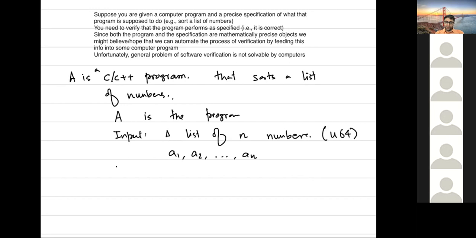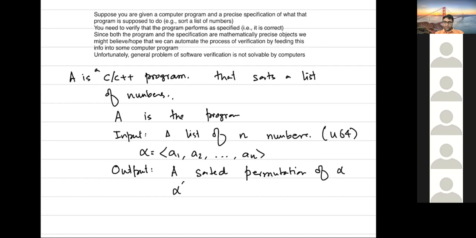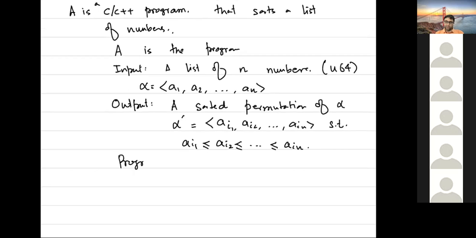Okay. What do you want from this program? You want an output that is a sorted permutation. Let's say this is our input. Let's call it alpha. A sorted permutation of alpha would be a permutation, let's call it A prime, such that A prime would be some A_i1, A_i2, and so on, such that A_i1 is less than or equal to A_i2. Now, you must have some program over here. So there will be some specifications here and execution code, but this is exactly what you want. So you want your input to be like this, and you want your output to be like this, right?